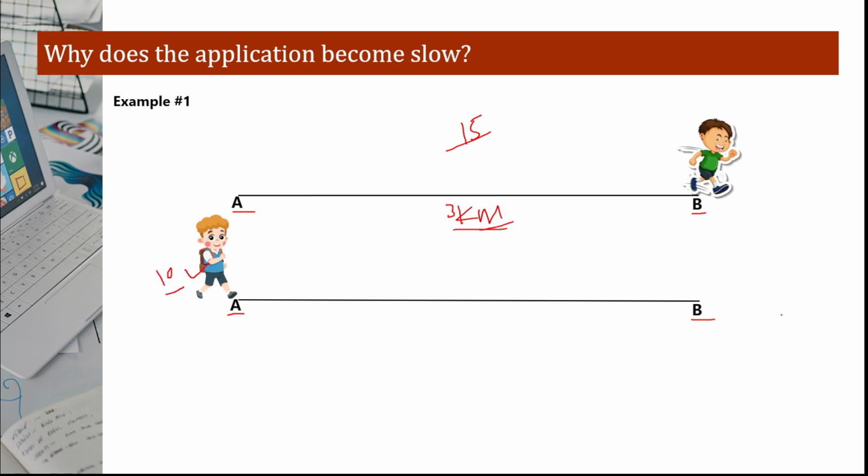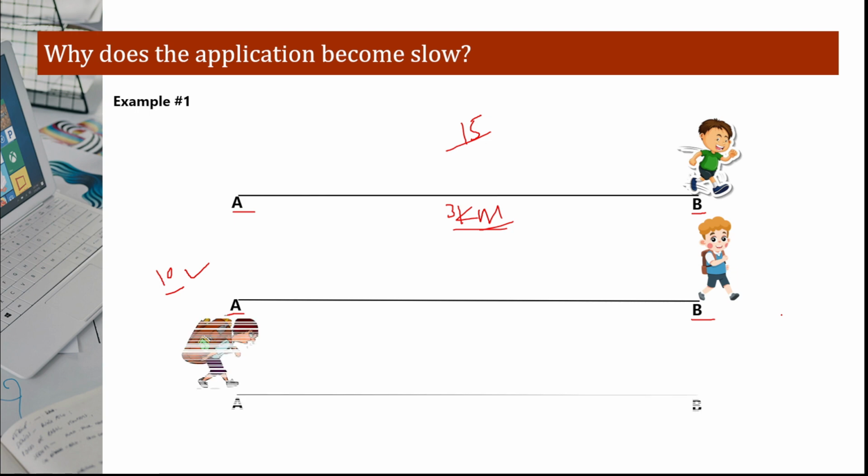Is it possible for you to reach from point A to point B? Yes, it is possible. But can you make it in 15 minutes? Not sure. Possibly yes or no. Depends, right? 10 kg is not so heavy, so it's not a lot of load on you. Still, you can manage to reach point B in 15 or some more time.